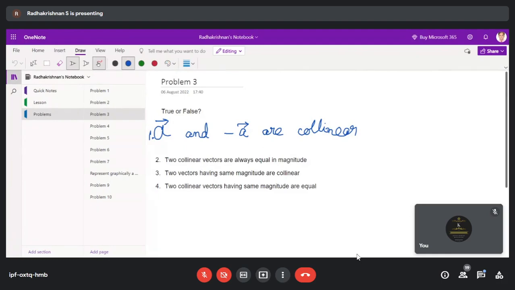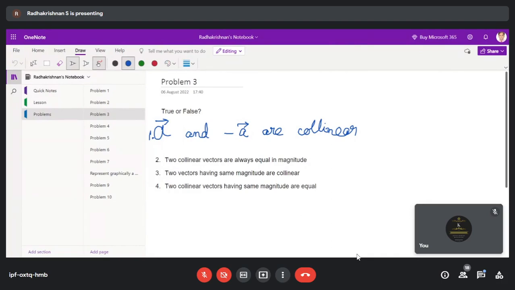Two collinear vectors are always equal in magnitude. Is that true? False, sir. That's not true. Correct. Because they are in the same direction, but they need not be equal in magnitude. One can be small and the other can be long. Still, they will be two collinear vectors.